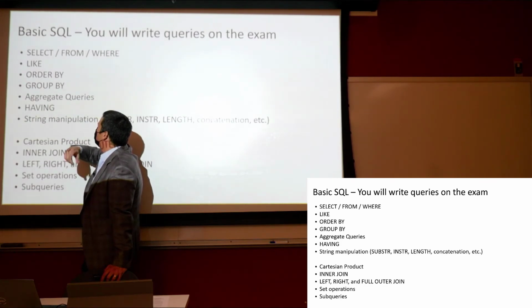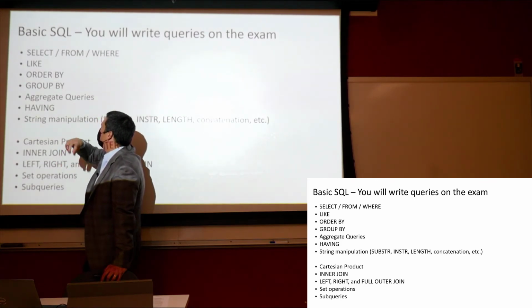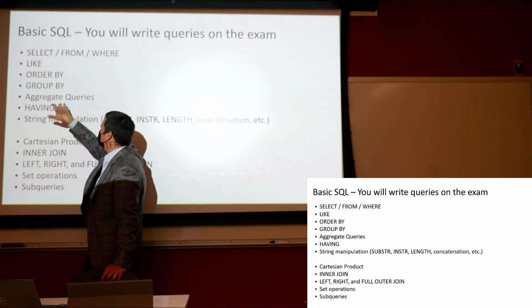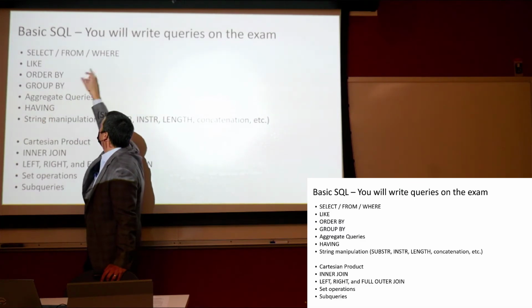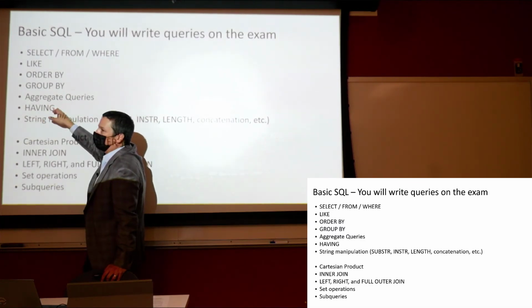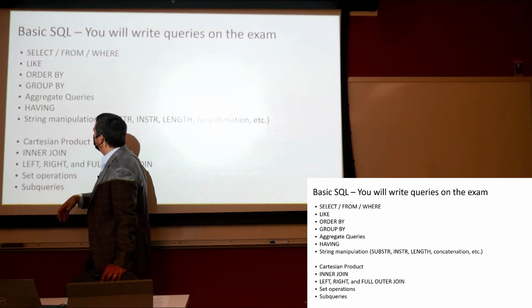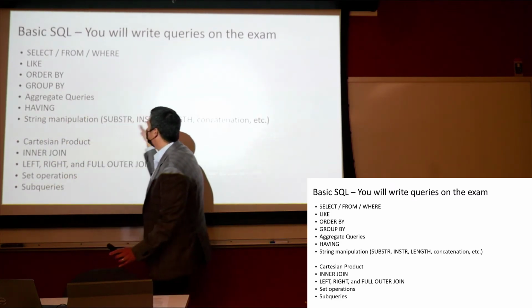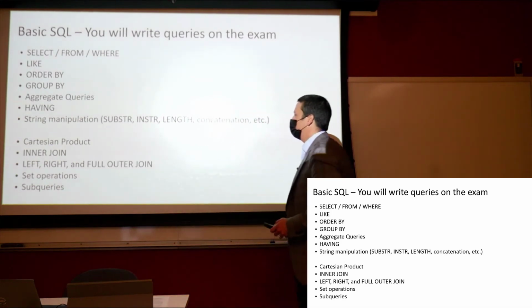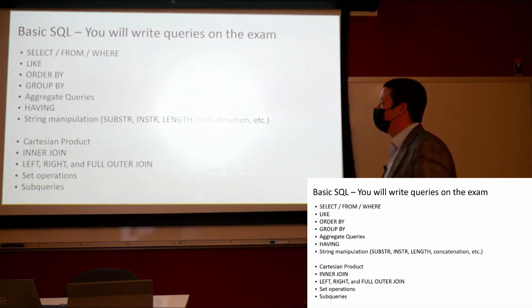And then if we want to make any kind of comparison based on the result of one of our aggregate queries, we use the having command, which is very similar to where, except it's working with the output of something like average, min, max, sum, or count. And then we also talked about some string manipulation functions that I think come in super handy.